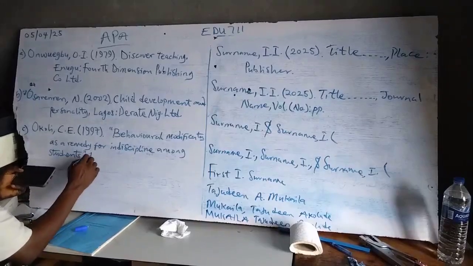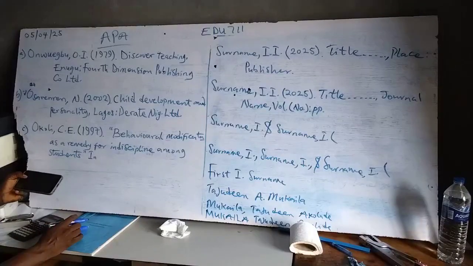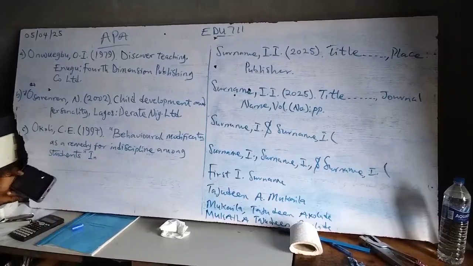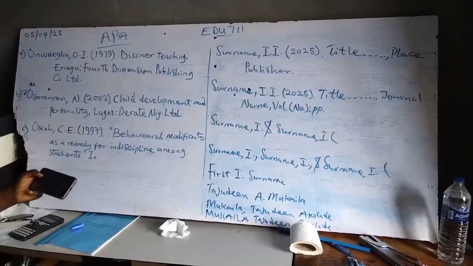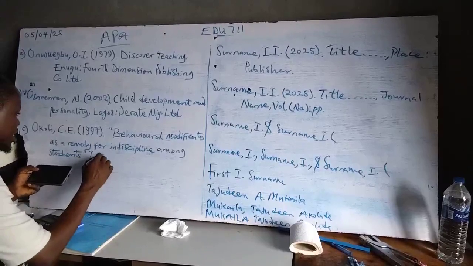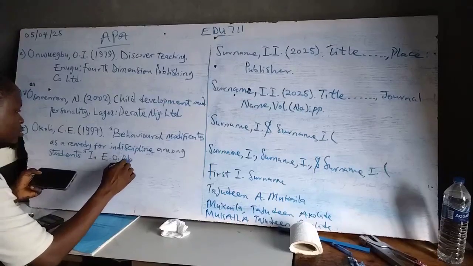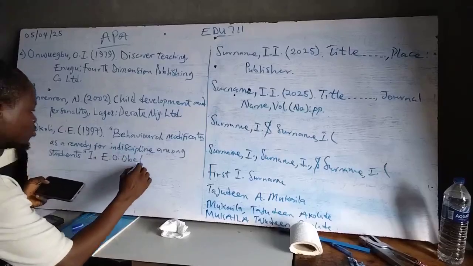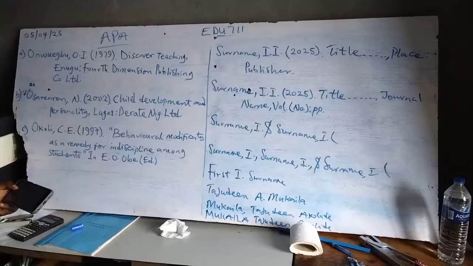So, we now say in the title, so then the name of the editor will come. So, however, the editor name was given as Ernest Ola Obe. That means Obe is the surname. But in this case, the initial will come first for the editor. That will be E.O. Obe. Then open brackets ED. That's showing that it's the editor.